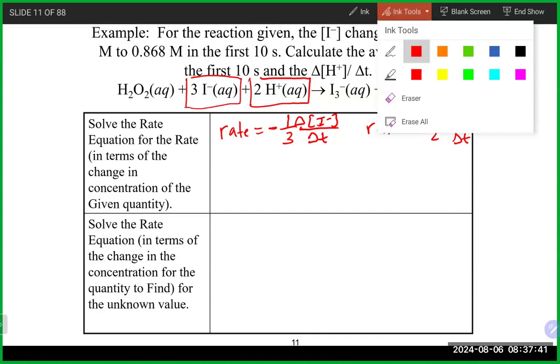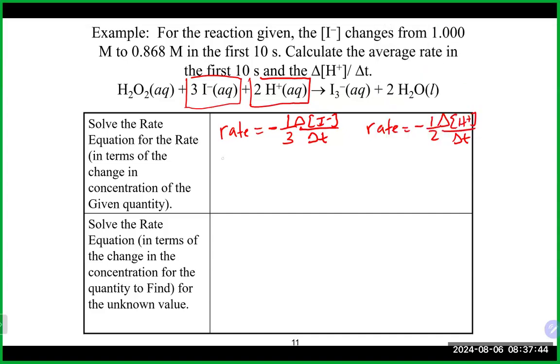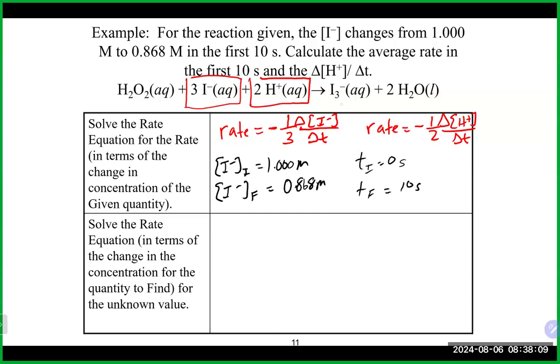Now, when we look at the information given to us, the concentration of I minus initially was 1 molar. The concentration of I minus finally was 0.868 molar. And this is over 10 seconds, which means the initial time is 0 seconds and the final time is 10 seconds. So all that is pretty much this part of it here, the change in the concentration of I minus over time. So I'm going to use that rate expression to help me calculate it.